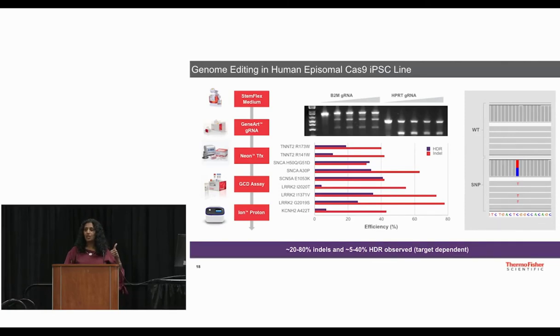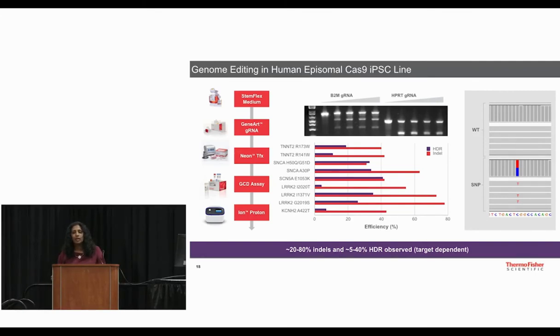Okay? And similarly, even though you have really high gene knockout efficiency, you still have to make sure that your knocking in efficiencies are good. And if you look at the HDR efficiency, again, depending on the site and the sequence that you're trying to edit, the editing efficiencies can vary. Anywhere between 20% to 80% for knocking out, and then 5 to 40% for knocking in.